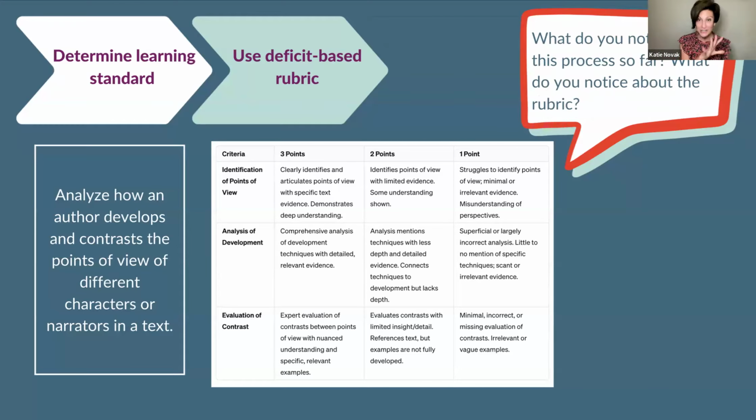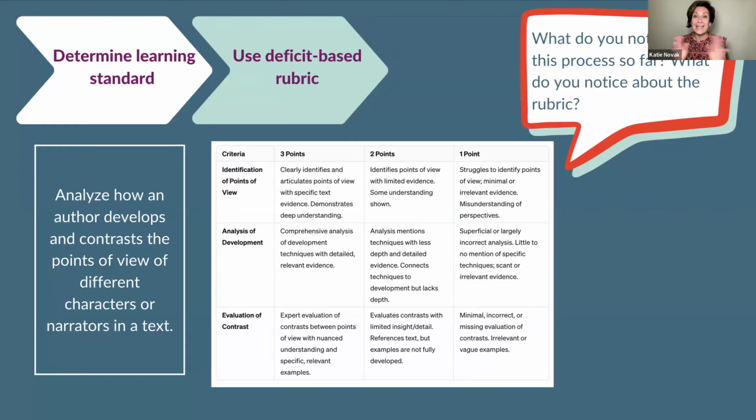And so the standard, again, I was an English teacher: analyze how an author develops and contrasts different points of view, right? Now, if that's what I'm looking for, most rubrics will look like this. And this is true of standardized testing rubrics. This is true even when you get into your SAT and your AP: the 1 point is minimal, irrelevant, misunderstanding, incorrect, missing, vague. That's the type of language that we see. And that's really deficit-based language.